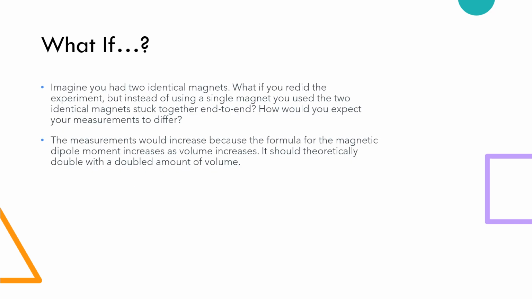The next what if is, imagine you had two identical magnets. What if you redid the experiment, but instead of using a single magnet, you used the two identical magnets stuck together end to end? How would you expect your measurements to differ? The measurements would increase because the formula for magnetic dipole moment increases as volume increases. If you remember, the formula for magnetic dipole moment involves the area, and so I made the assumption that that extends to volume, and so I said it should theoretically double with a doubled amount of volume.